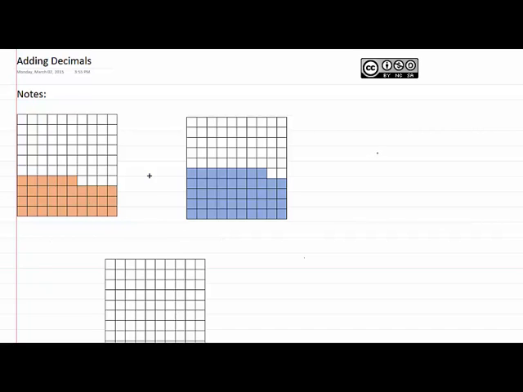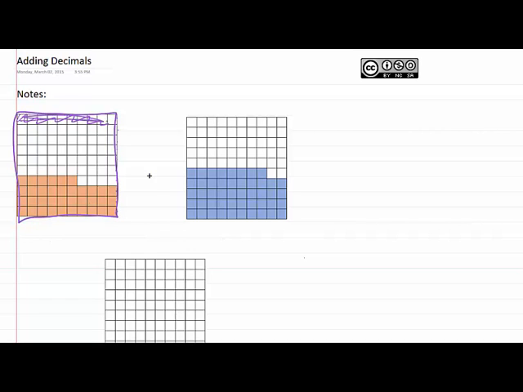Today we are going to learn about adding decimals. First, I want to talk to you guys about these boxes that I've drawn here and what they represent. So these boxes are representing parts of a whole. The entire box is going to be one whole, and each bar within a box is going to be 1/10, because we have 1, 2, 3, 4, 5, 6, 7, 8, 9, 10 rows.